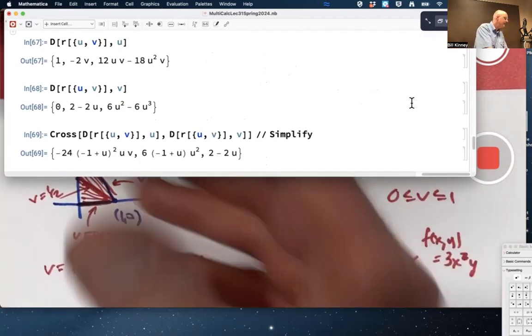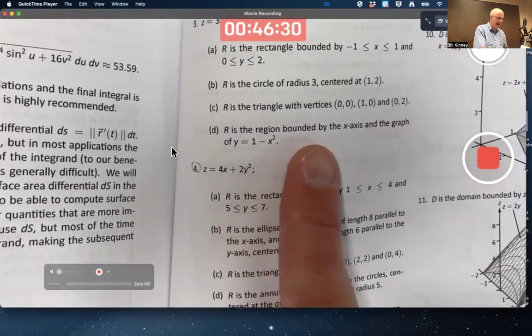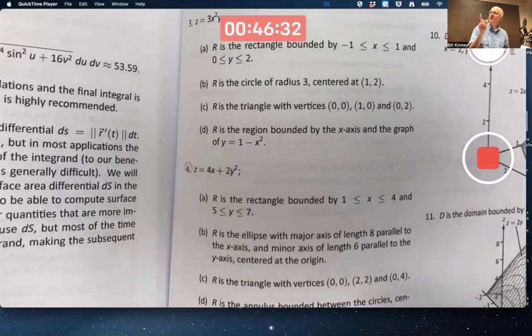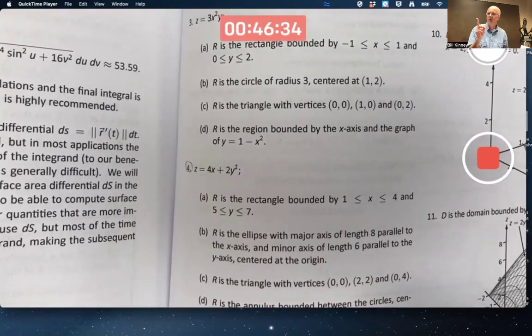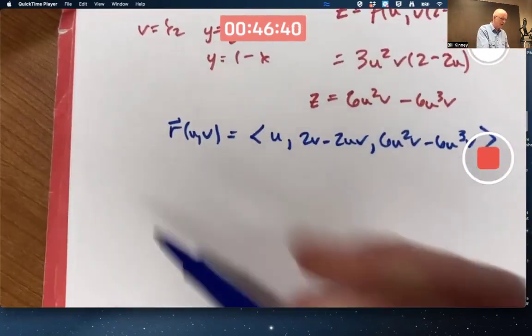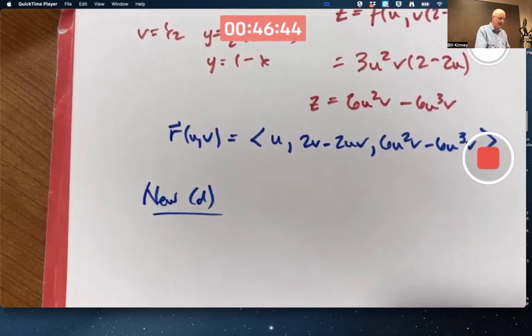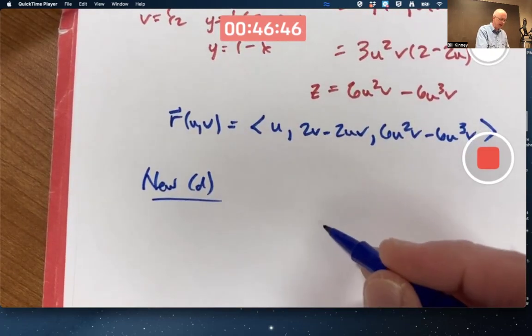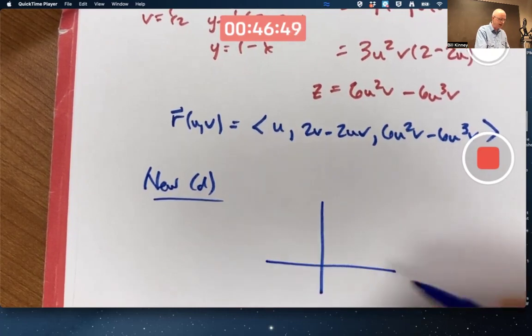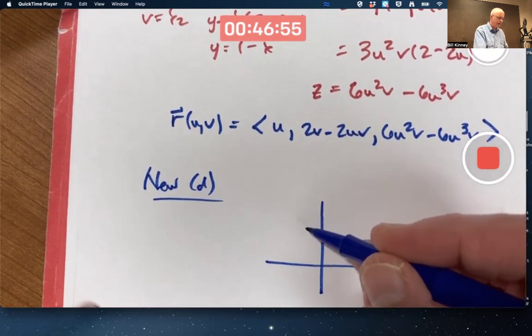Part D, between the x-axis and the graph of that function. Let me actually change part D. Let's make it a little bit more interesting, maybe. New part D. Instead of between the graphs that were indicated, let's pick different graphs. Let me parameterize it between two different parabolas.